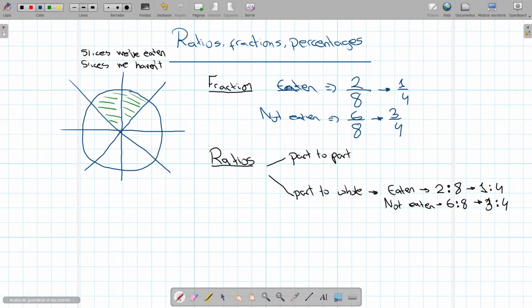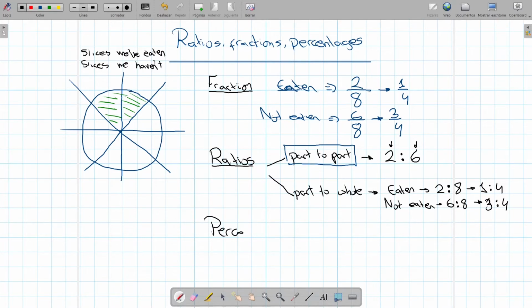The most common ratios are part to part, where what we do is represent the relation between the parts. So the part to part relationship would be 2 eaten parts for every 6 non-eaten. Instead of inserting the total like we did in fractions or part to whole ratios, we just relate one part to the other part.